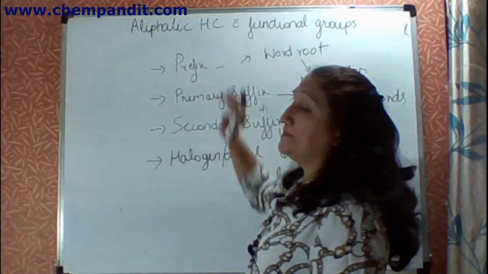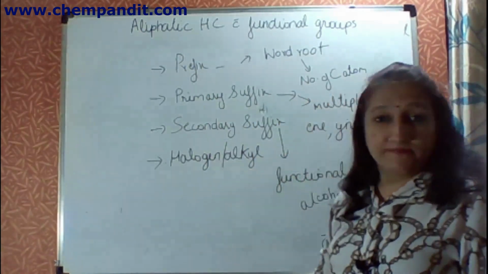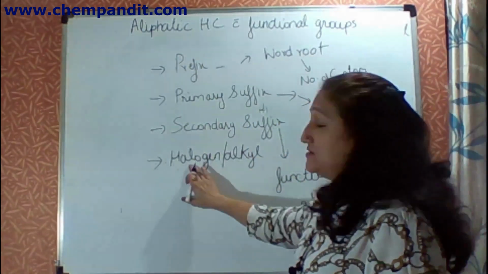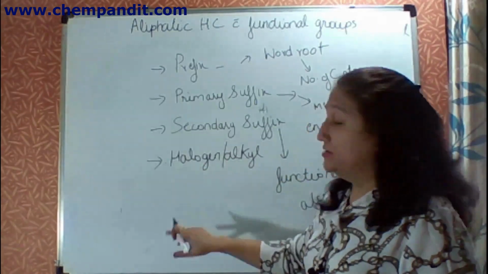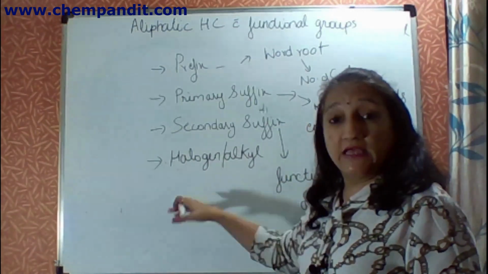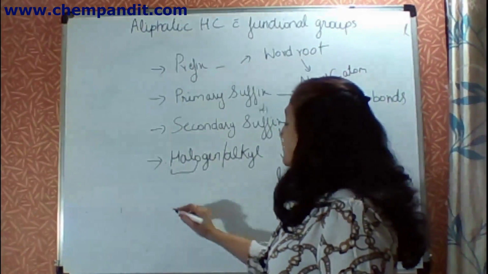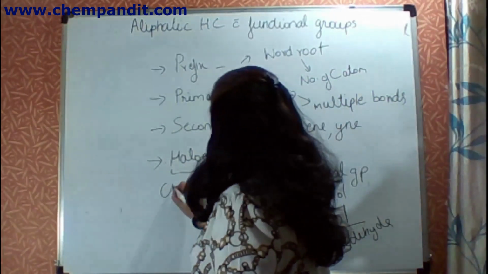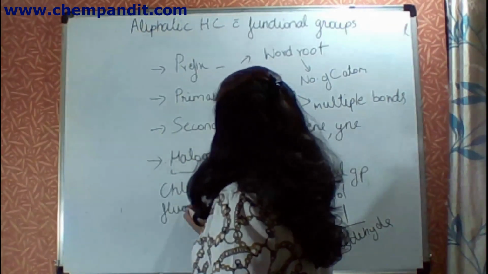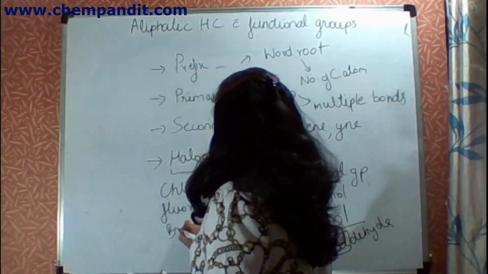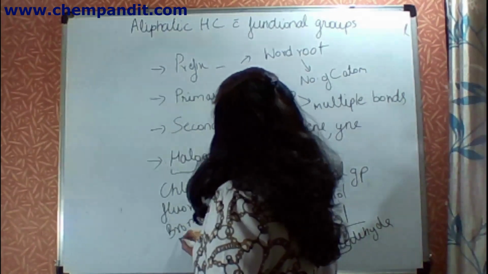Clear? Now the fourth case is when halo group or a halogen atom or alkyl group is present, then they are taken as the prefix always. For example, halogen means chlorine, fluorine, bromine, iodine. So the prefix becomes halo. Halo is the prefix, that means chloro, fluoro, bromo, and iodo.